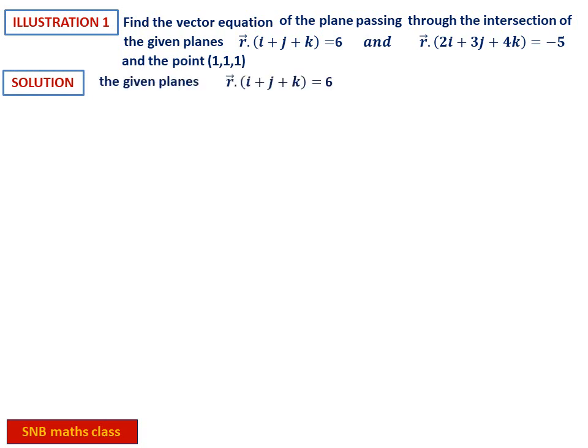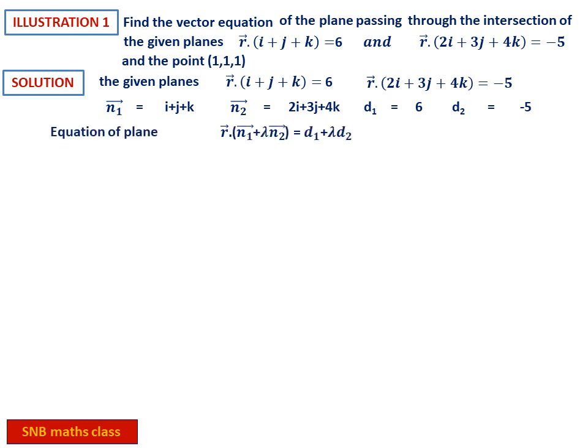So the given planes are like this. First one is r dot i plus j plus k equal to 6, and the second one is r dot 2i plus 3j plus 4k equal to minus 5. N1 here is i plus j plus k. Similarly, it is not a unit normal, remember. N2 is 2i plus 3j plus 4k. And D1 is 6 and D2 is minus 5.